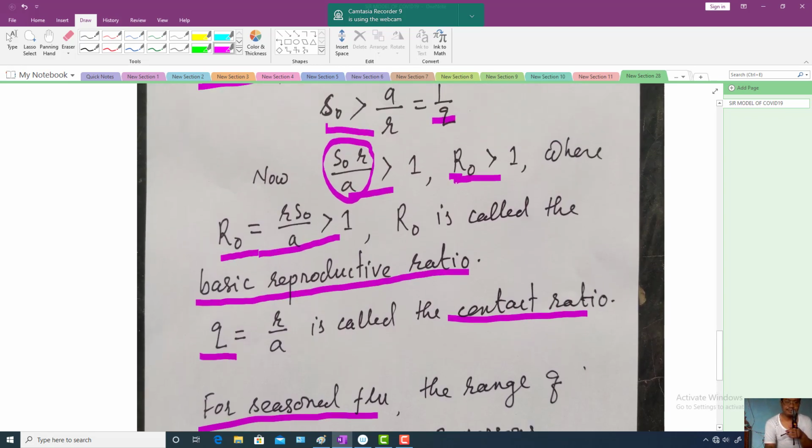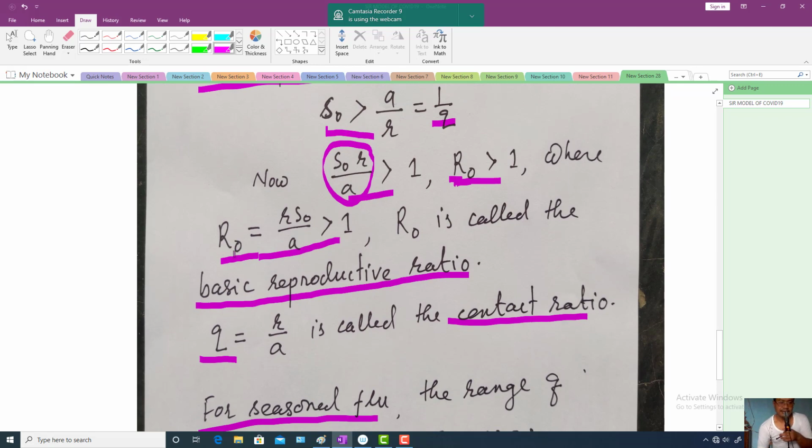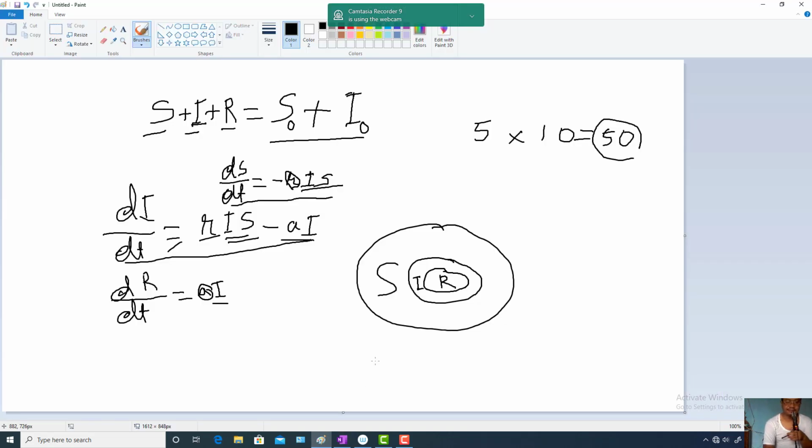As I told you, to lower this R naught, you have to either increase A or decrease R. So let us go to the window. R naught is given by R S naught divided by A.